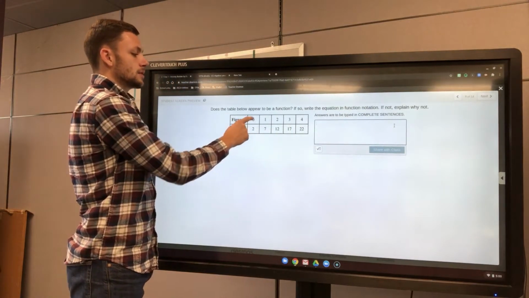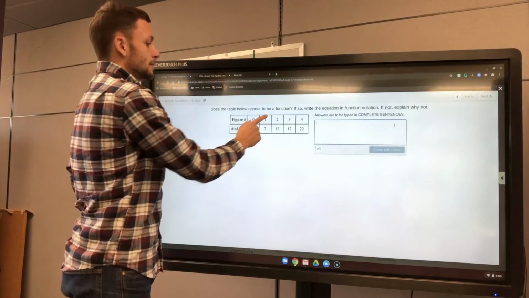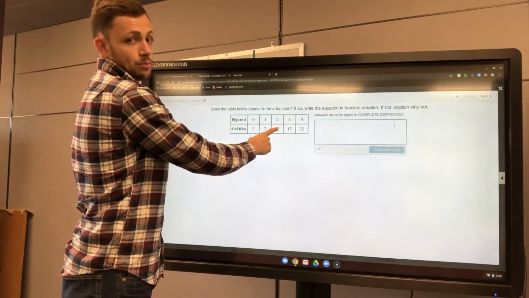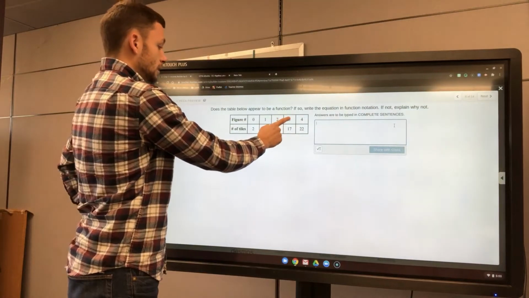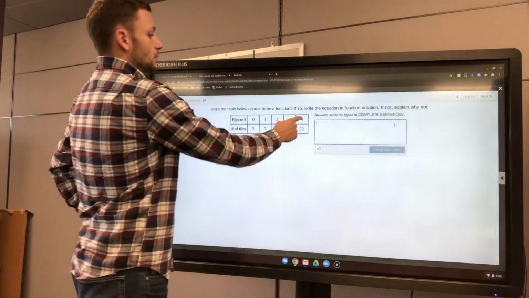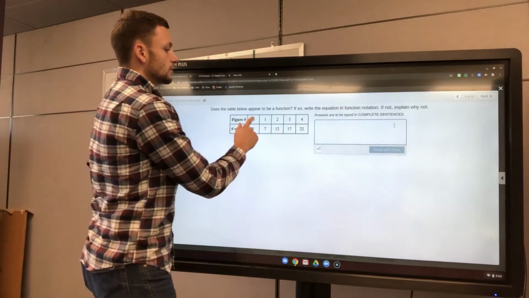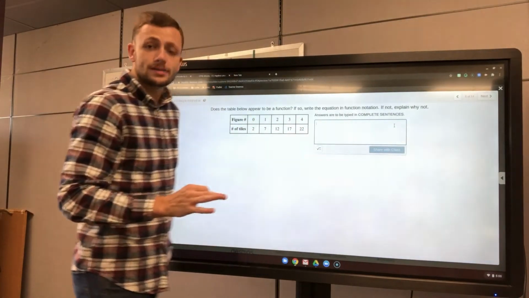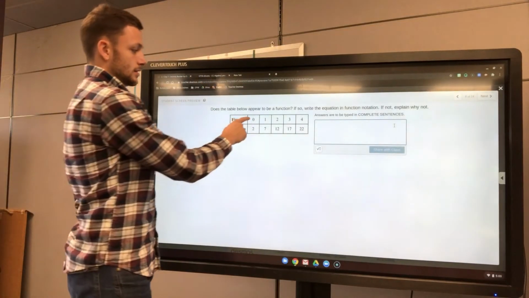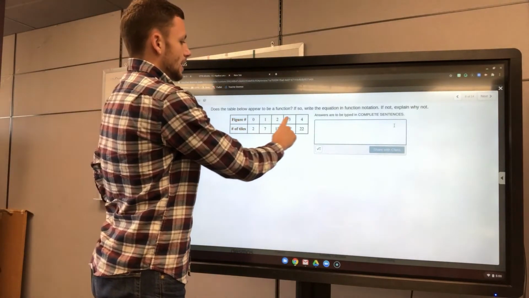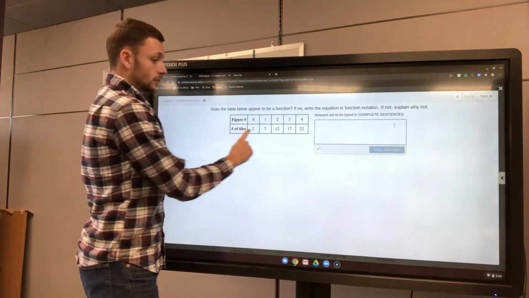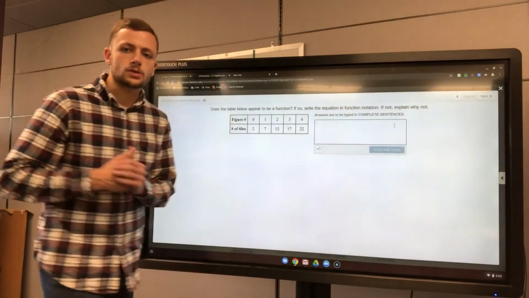So my input of 0 has an output of 2. My input of 1 has an output of 7. My x value of 2 has an output of 12. My input of 3 gave me an output of 17, and my input of 4 gave me an output of 22. So I have 4 completely different inputs that have 4 completely different outputs. And as x, or our figure number, increases, y increases as well. So it seems like it's going at a consistent rate.